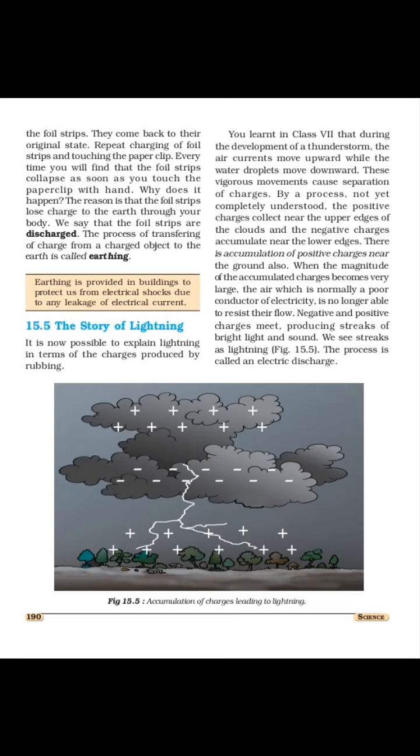Good morning, students. Our chapter number 15, Some Natural Phenomena, is going on. In the first two periods, we learned how objects get charged by the rubbing process, the types of charges, and their interaction. In that, we learned like charges repel each other and unlike charges attract each other. Then we learned transfer of charges and the earthing process. Today, we will see the remaining part of this chapter.